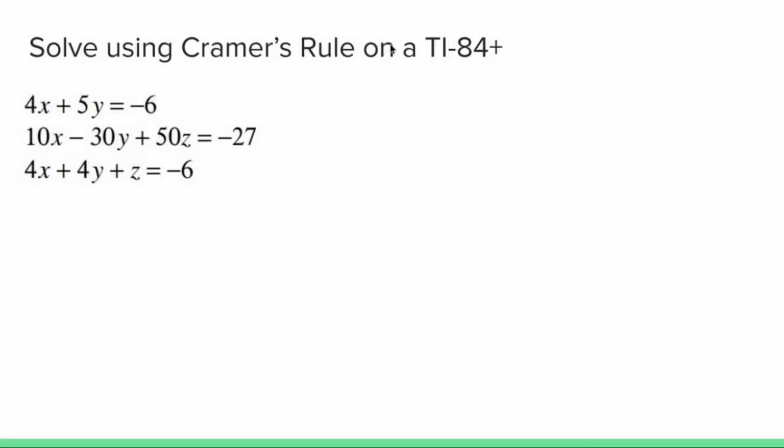Solve using Cramer's rule on a TI-84 Plus. If you haven't watched my previous video about Cramer's rule, go back, watch it. It'll help you understand this a little bit better because I'm going to speed through this a little bit more. Cramer's rule on a TI-84 Plus is also called reduced row echelon form. And what you do is you take your equations, make sure they're in order alphabetically, make sure they're equaling, and make sure that they have a number.